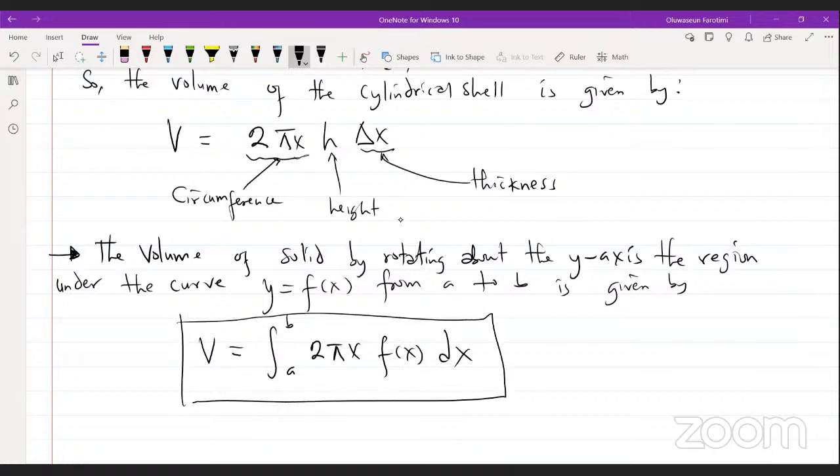Okay, so this is a very important formula. It's a very, very important result. Keep in mind that this is about the y-axis.